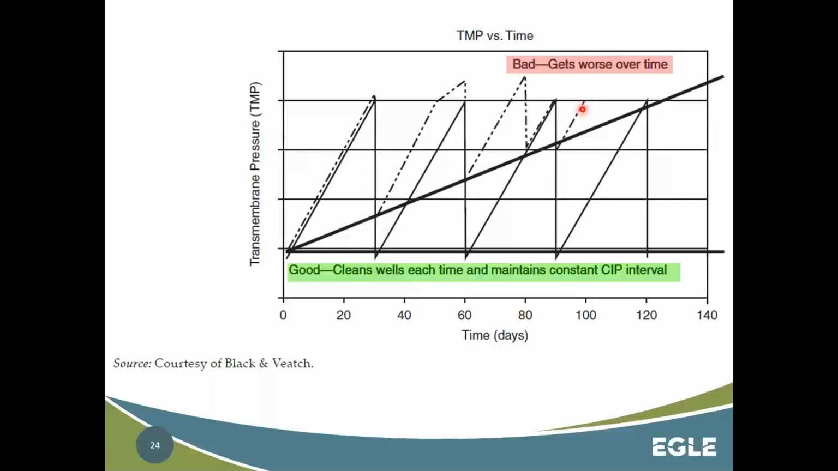So as an operator and a designer, you want to design and operate this thing to get the most life out of those membranes as possible. So this solid line is an example where you have a good CIP regime. It builds up, you do the CIP, you bring it right back down to original. And the same thing happens there. That's what we're trying to do with the clean in place.